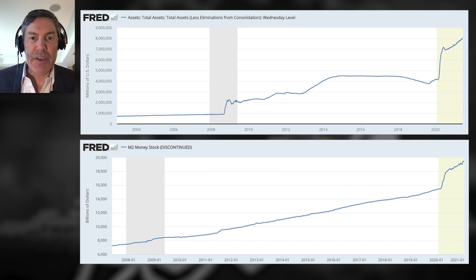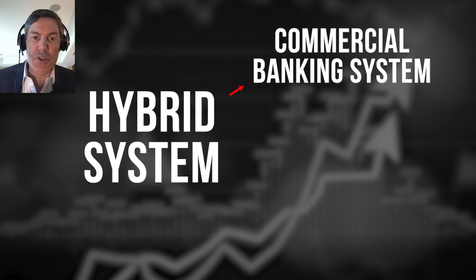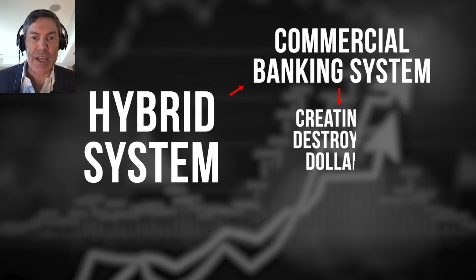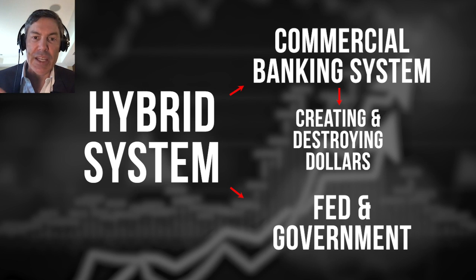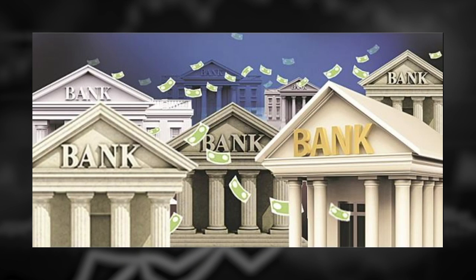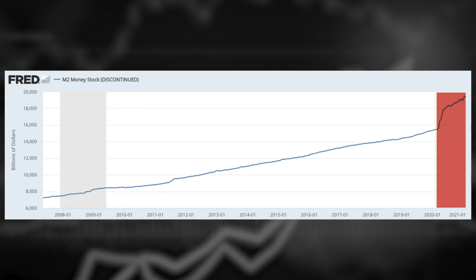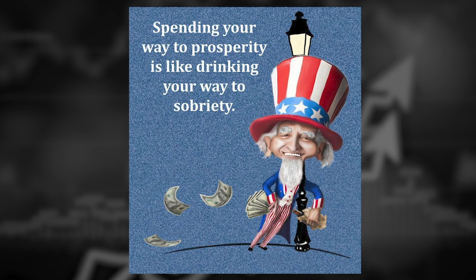So now what we have is a hybrid system where the commercial banking system is creating and destroying dollars, but the Fed and the government are doing the exact same thing. So even if the amount of dollars being created by the commercial banking system is going down, the amount of dollars in the overall system can go up as long as your drunk, insolvent Uncle Sam is spending enough money, and Jerome Powell is sitting there willingly buying almost every single treasury that Janet Yellen is issuing at those auctions.